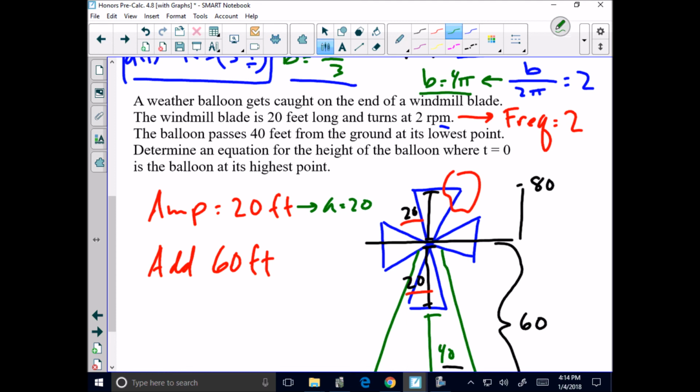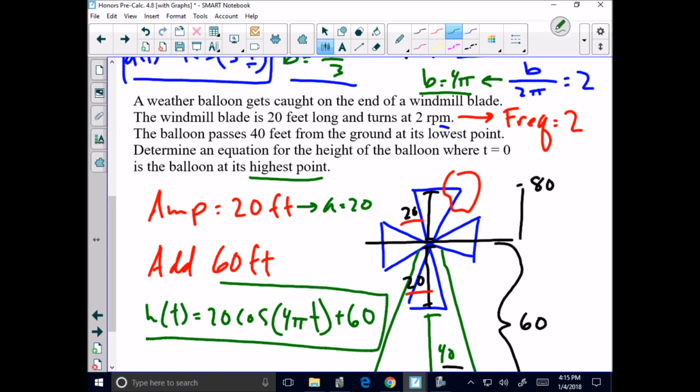And right here, we're told that we want to determine an equation modeling the height of the balloon, where t equals 0 is the maximum height, or the highest point. So since we're starting from an extreme, we're going to use a cosine function to model this harmonic motion. And that cosine function is going to be positive since we're starting at a max. So the height of the balloon at any time t is going to be 20 times cosine of 4 pi t plus 60. And that would be the equation that models the height of the balloon at any time t.